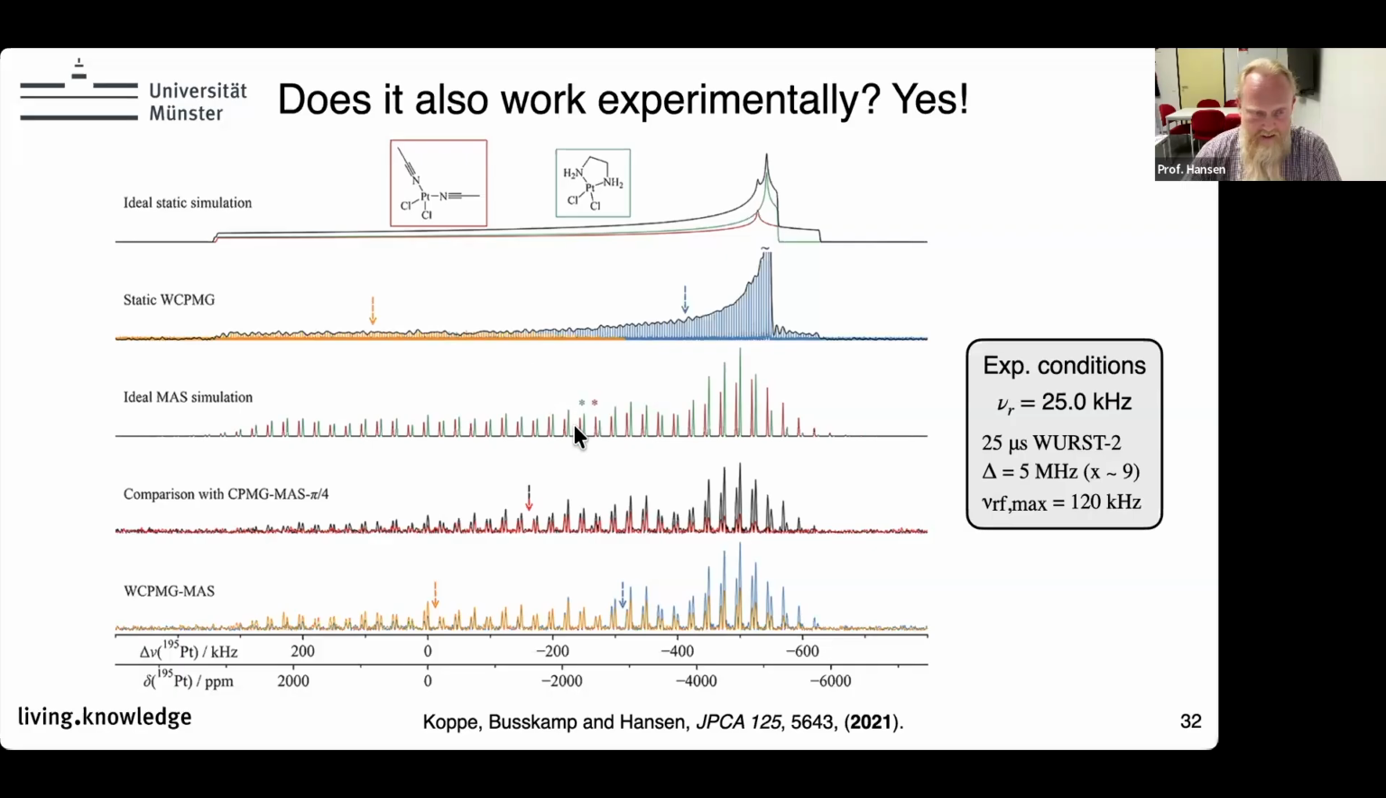We have 2 different isotropic shifts here, marked by these green and red asterisks. So these 2 are the isotropic lines. And again here, if you compare directly with the WCPMG-MAS spectrum, also recorded at 2 different offsets, you see an extremely good agreement between the MAS spectrum recorded under WCPMG conditions and the simulation.